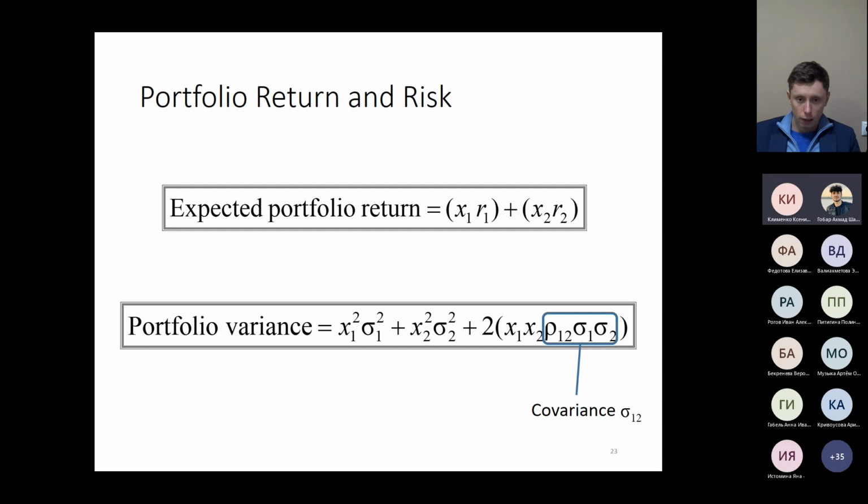Excuse me, shouldn't the expected portfolio return show this negative correlation somehow? Reflect, I mean. No, it's not related to the.